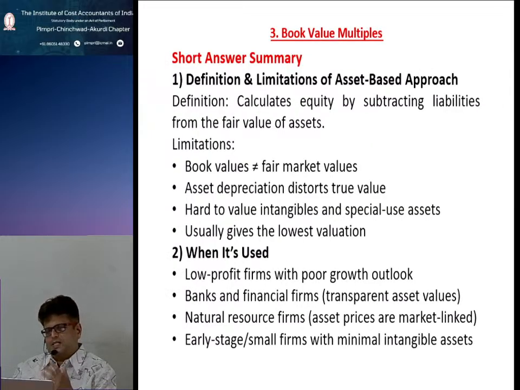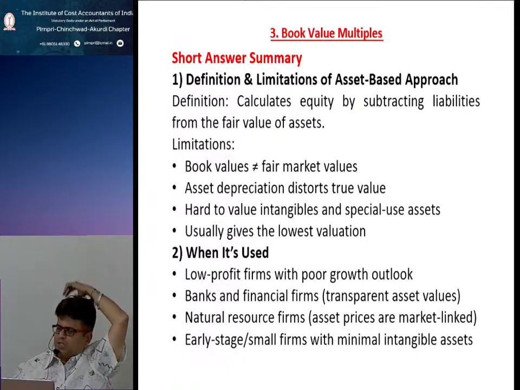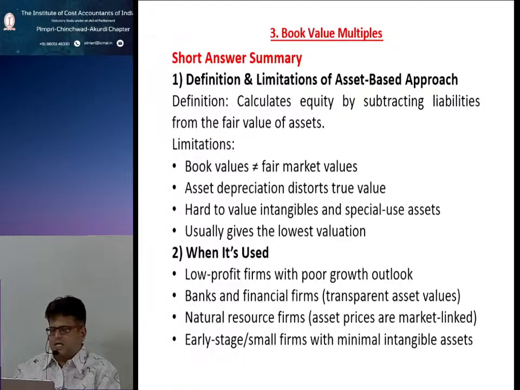So with this, the chapter ends at that concept, and then we saw the short answer summary wherein the definition and limitation of asset based approach were discussed. Definition wise, asset based approach calculates equity by subtracting liabilities from the fair value of assets. Limitations: book values are not equal to fair market values. At the same time, asset depreciation distorts true value. Hard to value intangible and special use assets usually gives the lowest valuation.